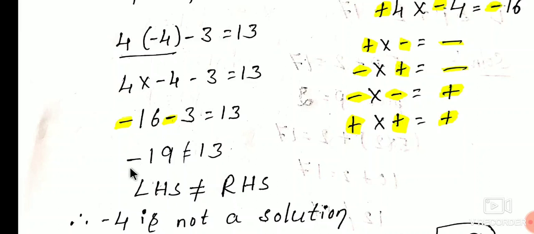That is the indication. Yeah, dear students, in the LHS side minus 19 will be there. In the RHS side 13 will be there. Are these two equal? No, these two are not equal. Therefore, LHS is not equal to RHS.